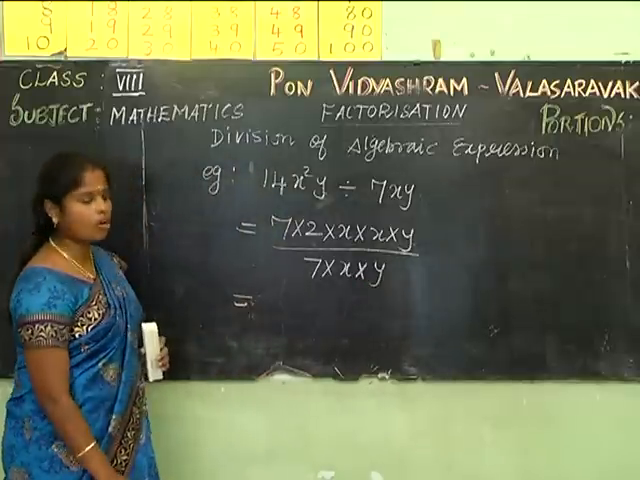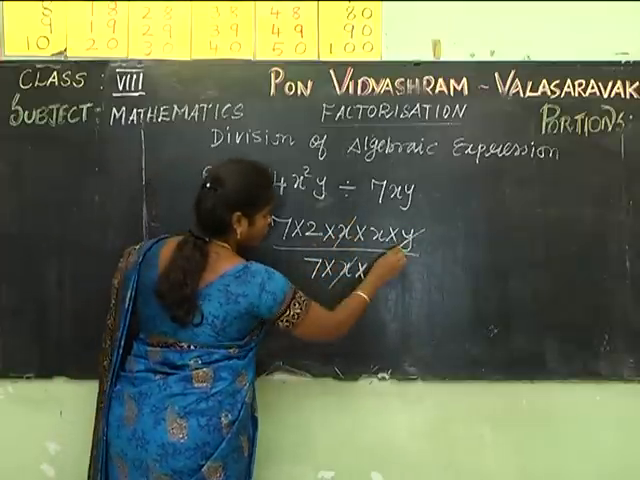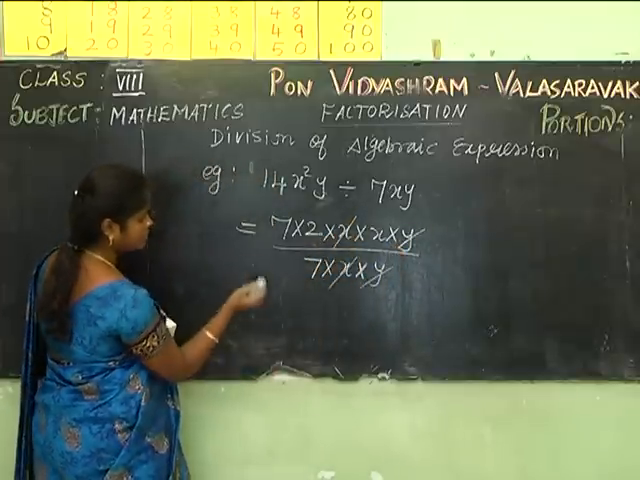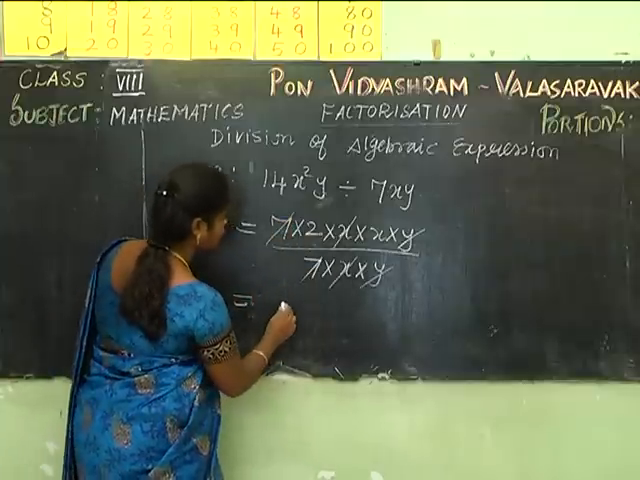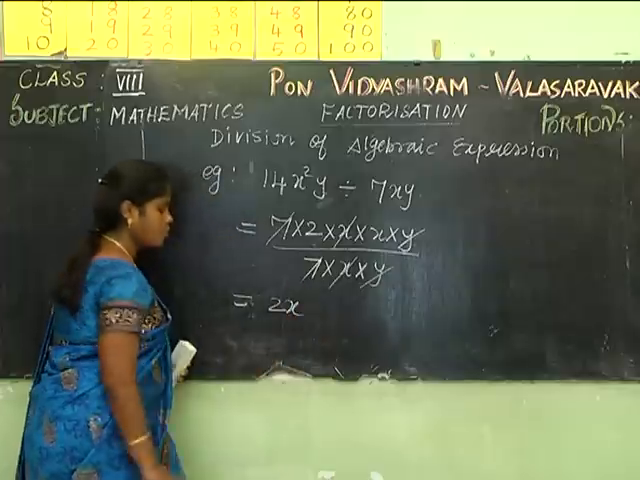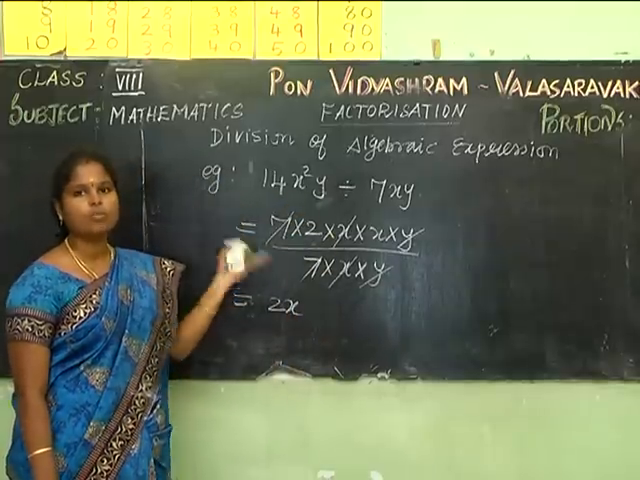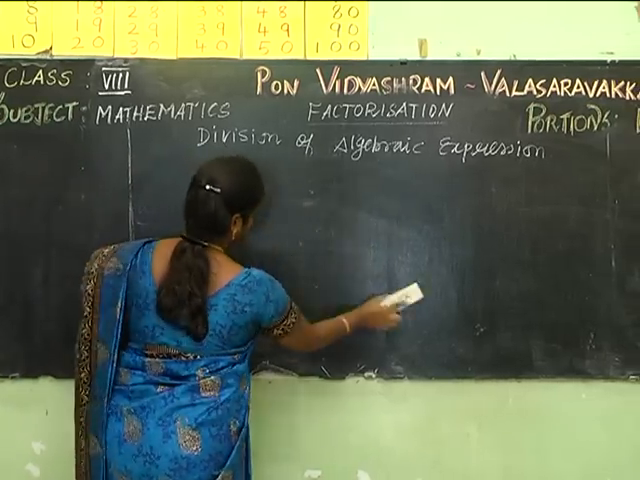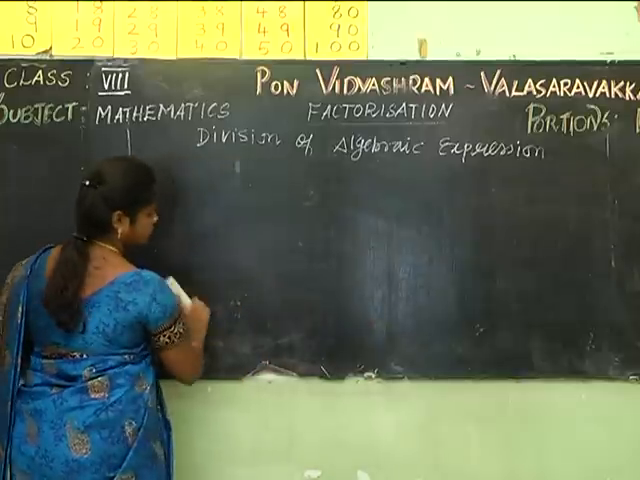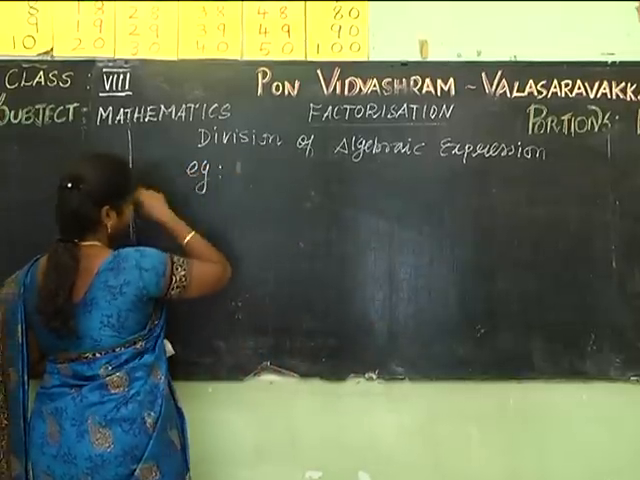Then cancel the common factors. x and x get cancelled, y and y get cancelled, 7 and 7 get cancelled. So what is remaining in the numerator? 2x. So this is the answer. This is the method to divide a monomial by a monomial. Last example.